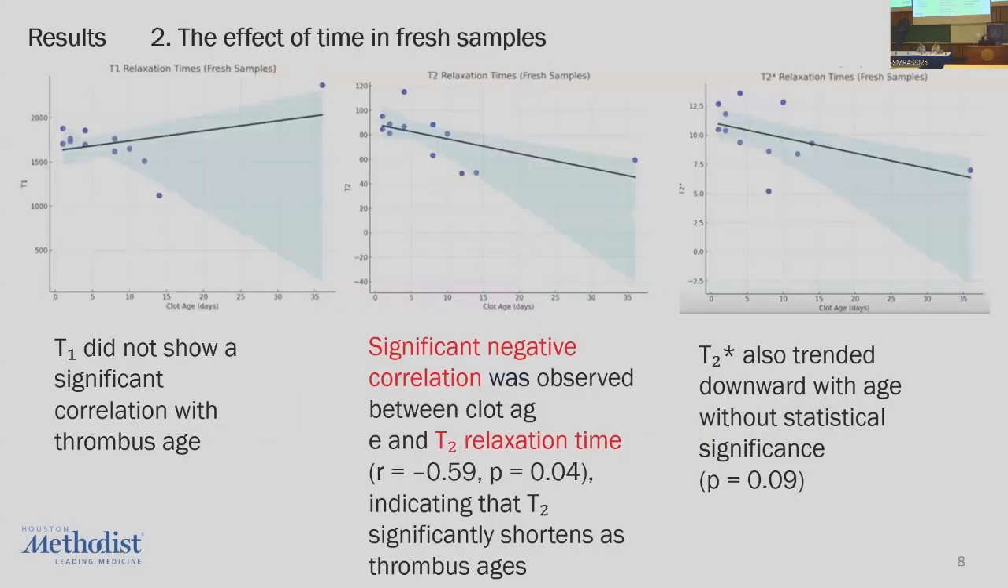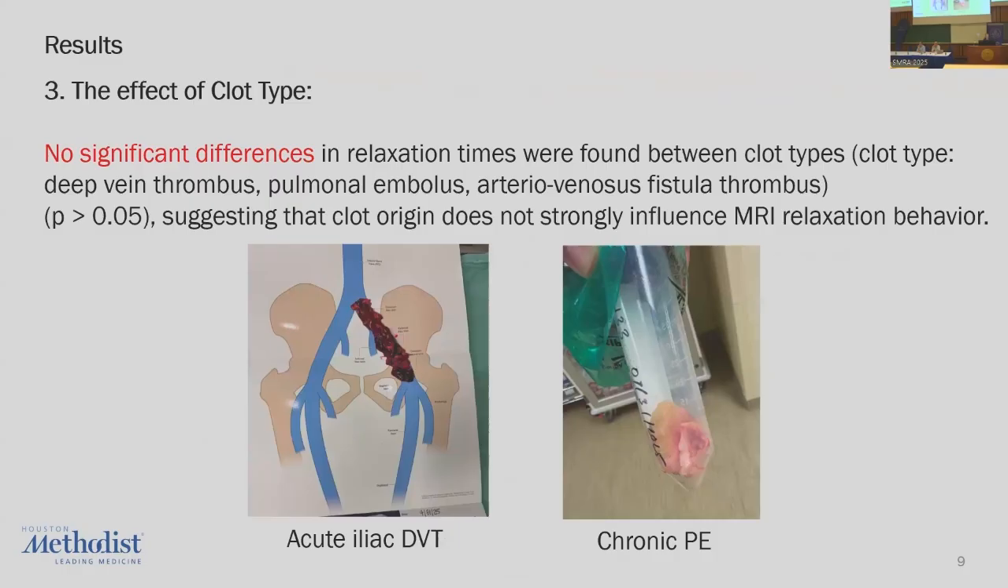Second, the clot age effect. We found significant negative correlation with the clot age and T2 relaxation times. T2 star also trended downward without statistical significance, but T1 value did not show significant correlation with clot age. Third, about the effect of clot type. We observed no significant difference whether the clot was a DVT, PE, or AVF thrombus.